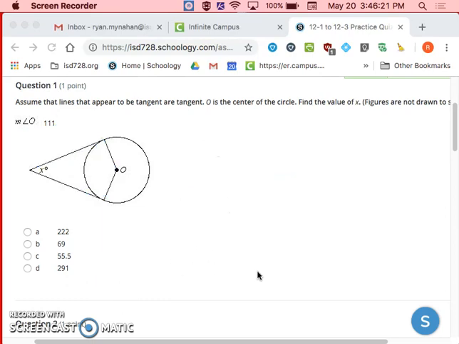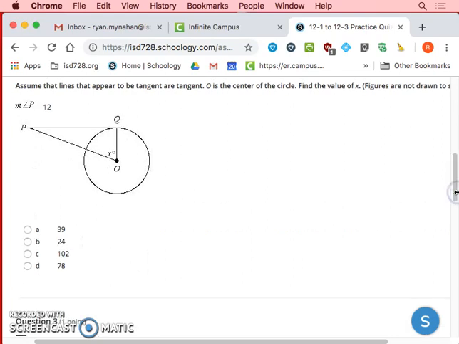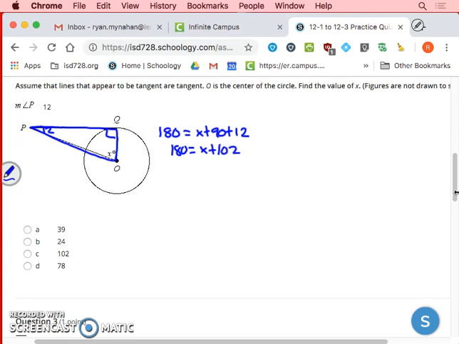Let's move on to number 2. Similarly, we know that P is 12. This time it is a triangle. We know that by Q we can put a 90 since we know that we have a tangent line. So this time, since it's a triangle, we're going to use 180. So I have 180 equal to x plus 90 plus 12. So I have 180 equal to x plus 102, or when I subtract 102 from both sides, 78 would be the answer there. Okay, so that would be the first 2.